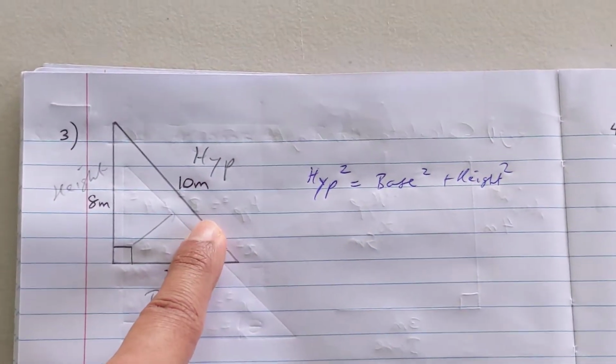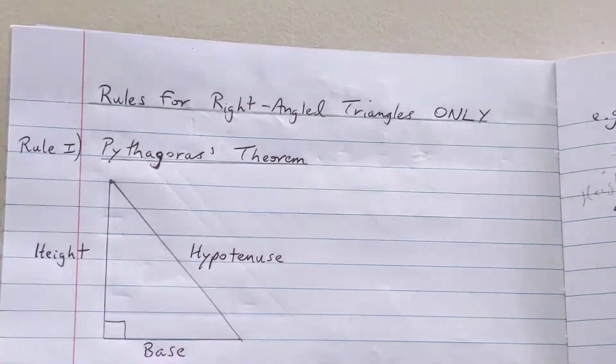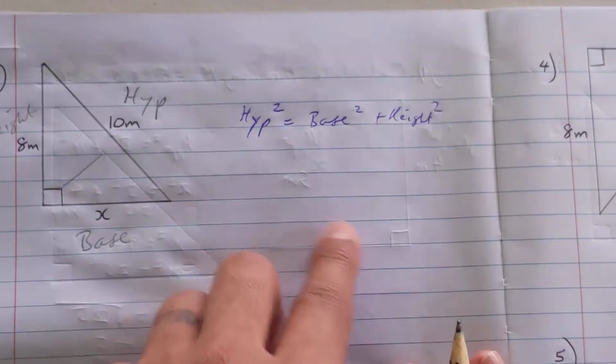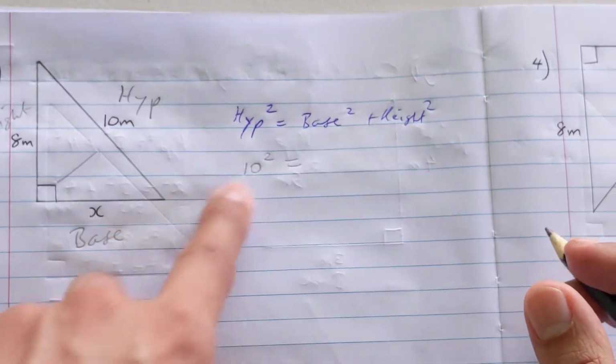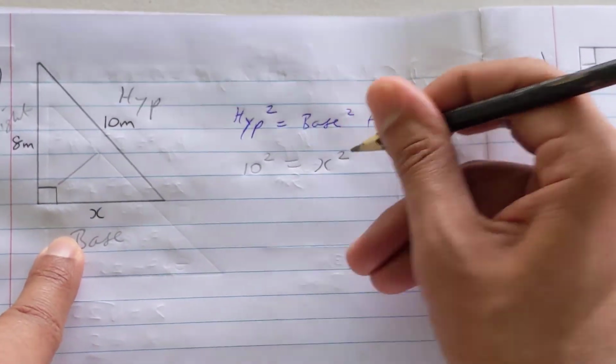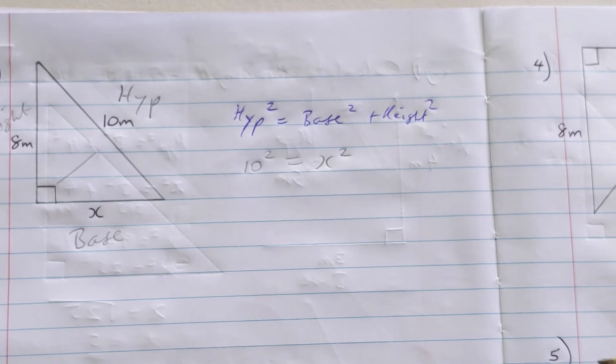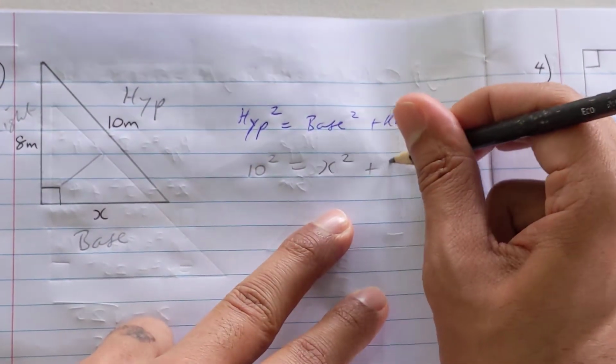So what's the hypotenuse in this question? Don't always assume that the hypotenuse is going to be x. In the first two examples, yes, it was x, but in this one the hypotenuse is actually 10. So 10 squared, the base this time is x squared. Excuse me. Plus the height is 8 squared.